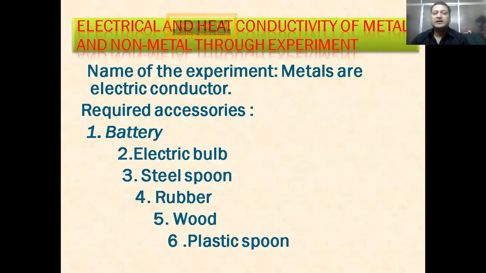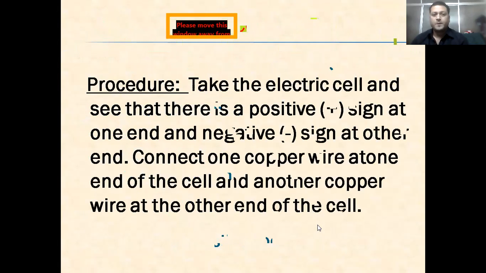Now, electrical and heat conductivity of metal and non-metal through experiment. Name of the experiment: metals are electric conductors. Required accessories: batteries, electric bulb, steel spoon, rubber, wood, and plastic spoon. Procedure: take the electric cell and see that there is a positive sign at one end and a negative sign at the other end. Connect one copper wire at one end of the cell, and another copper wire at the other end of the cell.